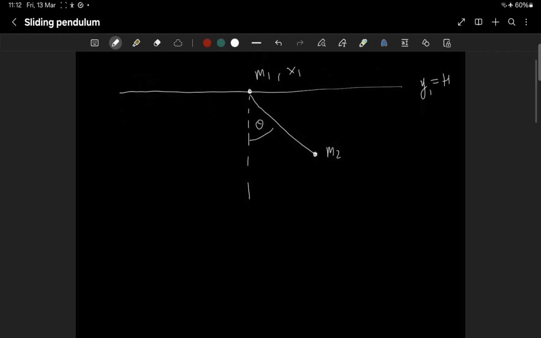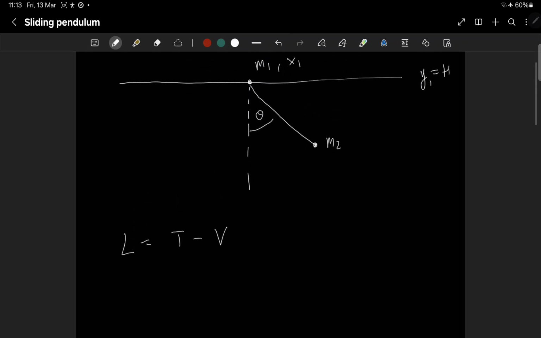The way to go about it is to recap what the Lagrangian is. The Lagrangian is the kinetic energy minus the potential energy. The kinetic energy in this case has two different parts, one for the mass m1 and one for the mass m2. For the potential energy, you have the potential energy of the mass m1 and of the mass m2. But for mass m1, the potential energy is constant, so we need not consider it, because it's at the constant height H.